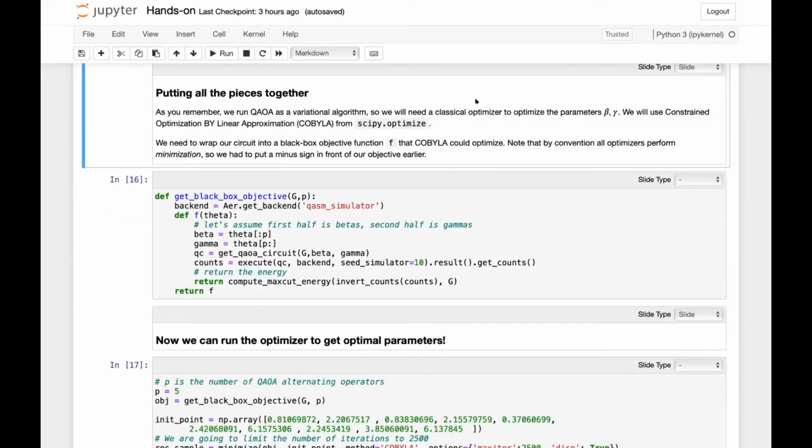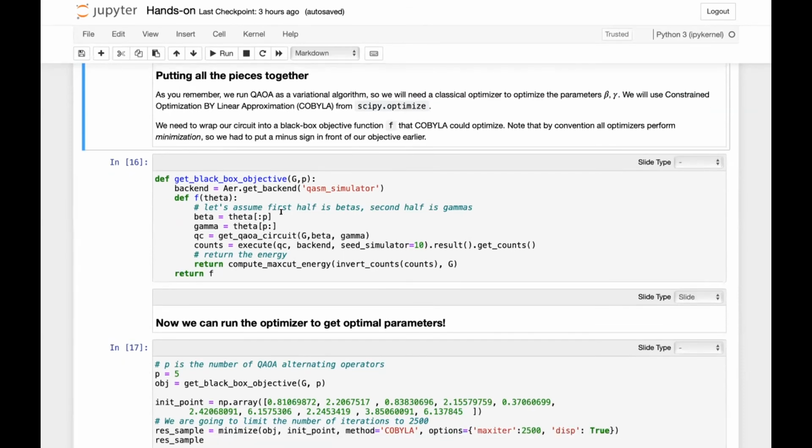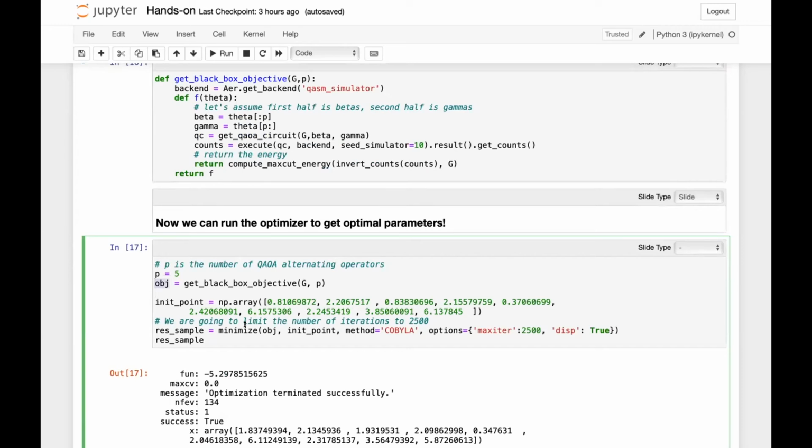Now to get a better solution, we need to optimize the parameters beta and gamma. And to do this, in this case, we just use a SciPy minimize optimizer. We use COBYLA. You can use many much better optimizers out there. So to optimize the parameters, we need to wrap the objective into a black box to be passed to this minimizer. And it's exactly what we do here. We build this F that takes theta and returns the max cut energy. Now this black box objective, we can just take and pass to SciPy minimize.